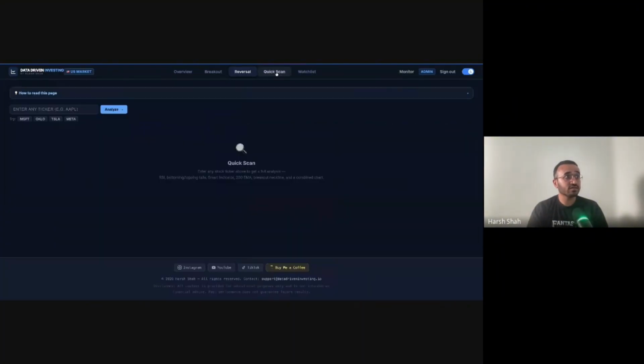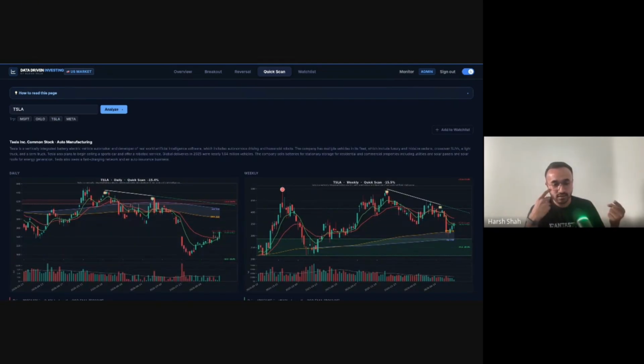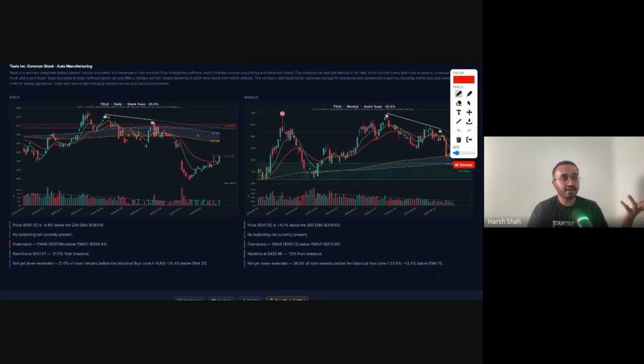The next one, which is my favorite, is searching anything. I don't have time to look at the scanner. I only care about specific stocks. So if I search for Tesla, whatever is running in my algorithm, in the breakout scanner, in the reversal scanner, it combines everything for me and gives me a view of the daily and weekly time frame of what is going on with Tesla. If I quickly analyze this one, on the weekly side, Tesla had a topping tail, which was the topping signal. And after that, it nearly collapsed from 450.